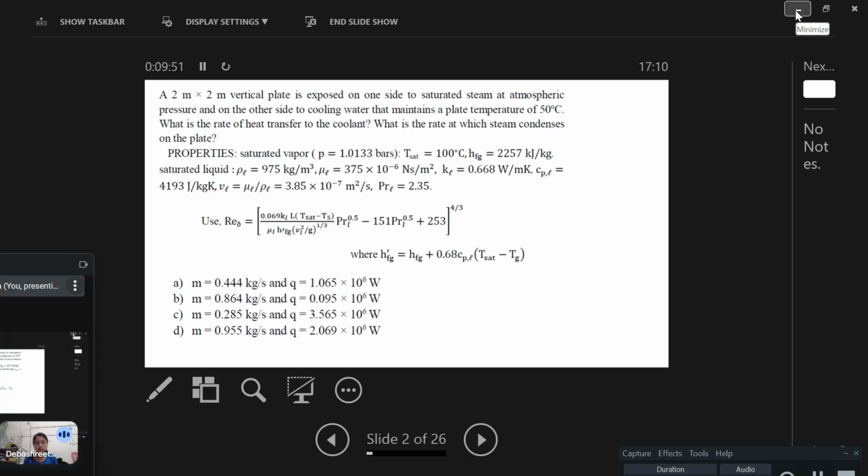So the first question is this, as shown on the screen. A 2 meter by 2 meter vertical plate is exposed on one side to saturated steam at atmospheric pressure and on the other side to cooling water that maintains a plate temperature of 50 degrees Celsius. What is the rate of heat transfer to the coolant? What is the rate at which the steam condenses on the plate? So we need to find Q, the rate of heat transfer, and the rate at which the steam condenses on the plate.